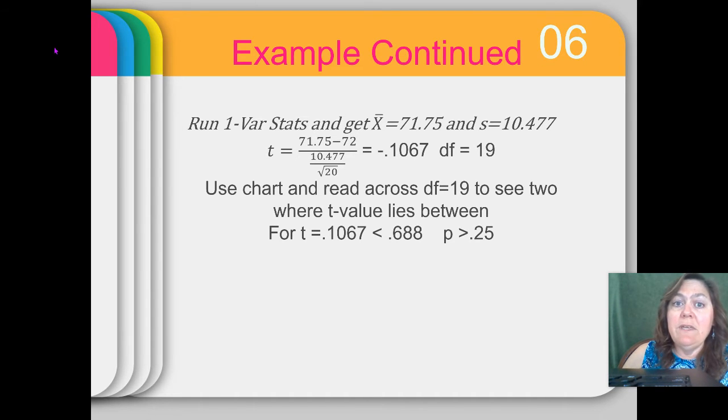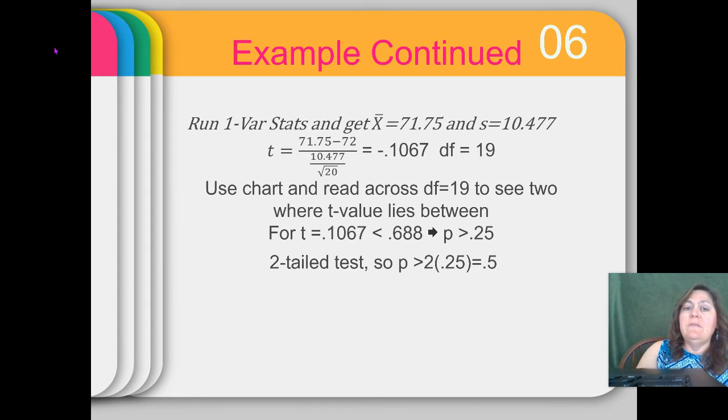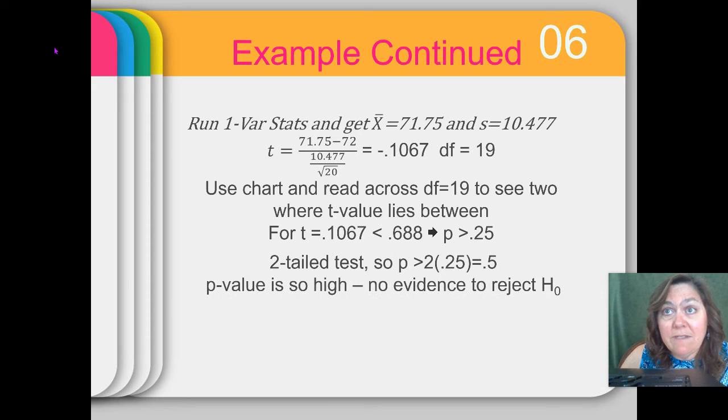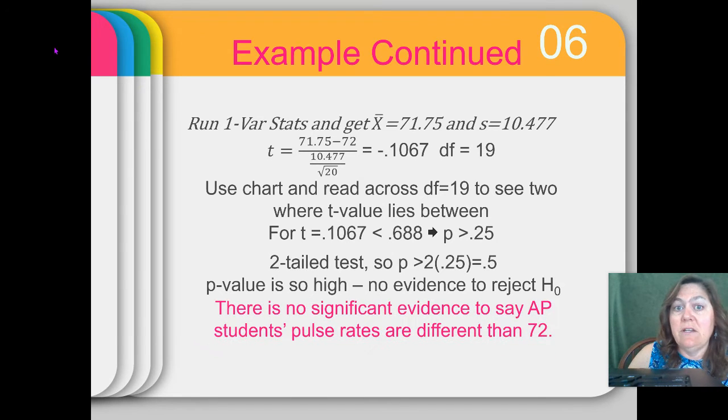So we know our P is greater than 0.25, okay? But this is a two-tailed test, so just like Z, we've got to times that by 2. So actually, our p-value for this test is going to be greater than 0.5. That's a really big p-value, isn't it? Super high. So p greater than 0.5, we know that's bigger than 0.05. So we do not have statistically significant evidence, and we're going to fail to reject H0.